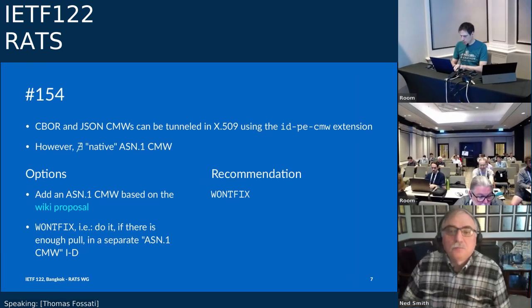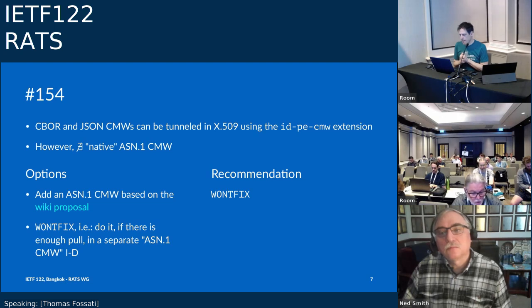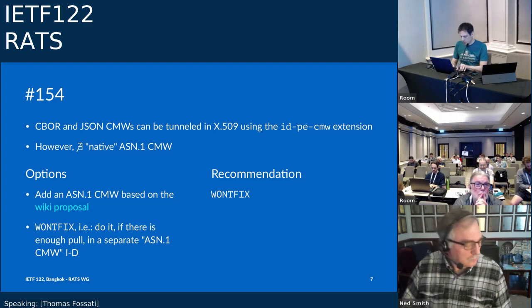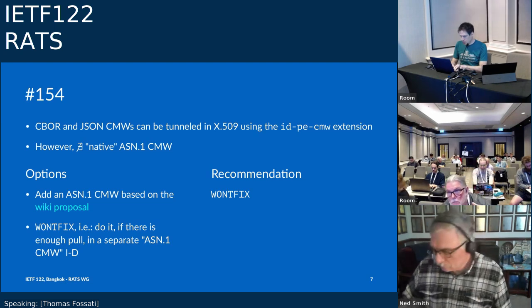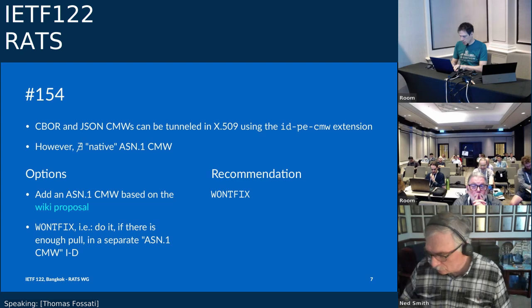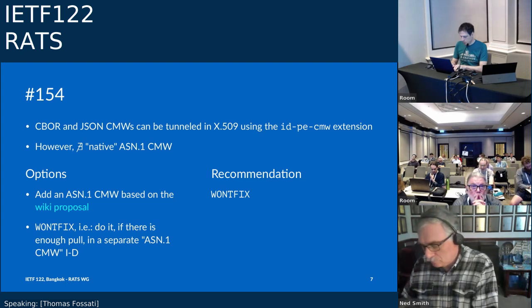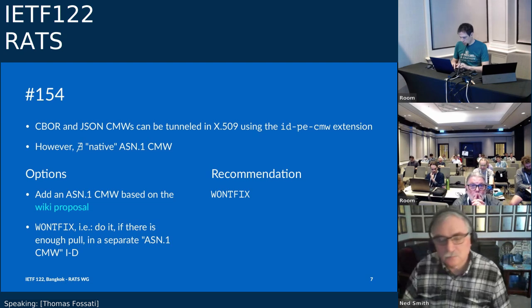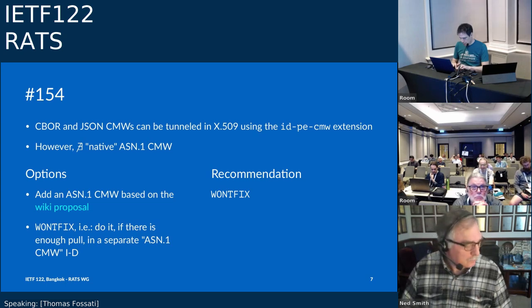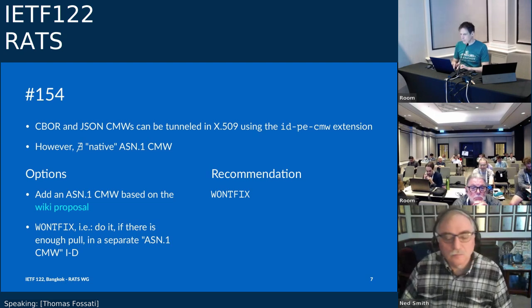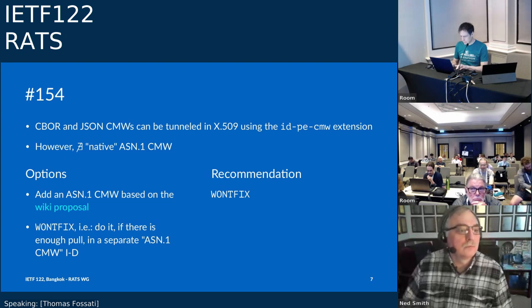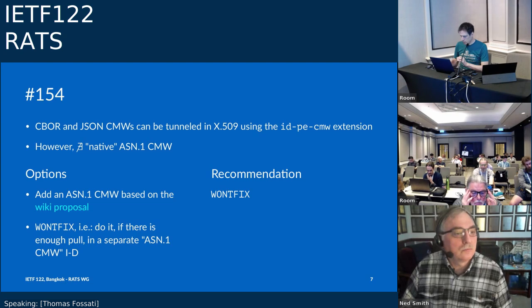Okay, so 154, CMW and ASN.1. At the moment we define an X.509 extension, id-pe-cmw, that can be used to tunnel a CMW into X.509, be it a certificate or a CSR, it doesn't matter. This is used for DICE evidence and in CSR attestation. And the idea here is, we discussed in the past having also a native ASN.1 CMW, and this has been floated a few times on list and in one-to-one conversation I had with the ASN.1 crowd, without enthusiastic responses.